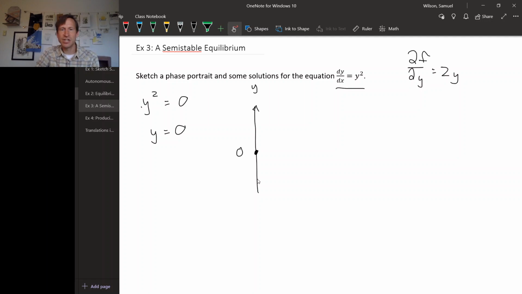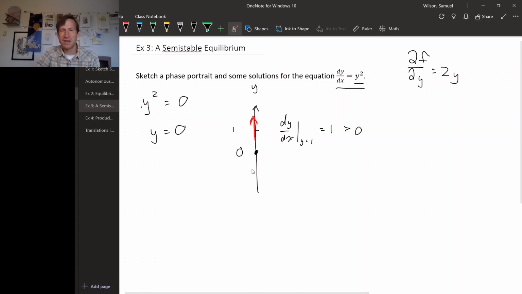To know in each chunk whether solutions increase or decrease on that portion, we could just either think about what y squared does, or we could plug in a test value. So we could plug in y equals 1. So dy/dx at y equals 1 is 1, and that's bigger than 0. And so on the interval greater than 0, solutions increase.